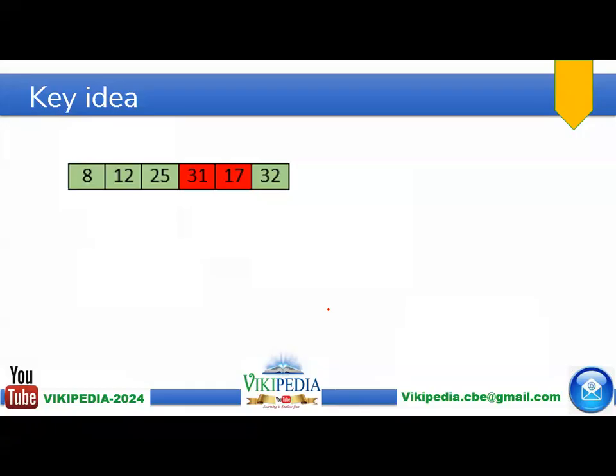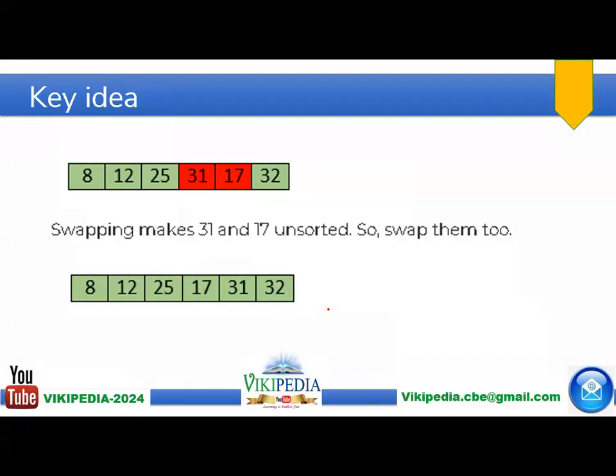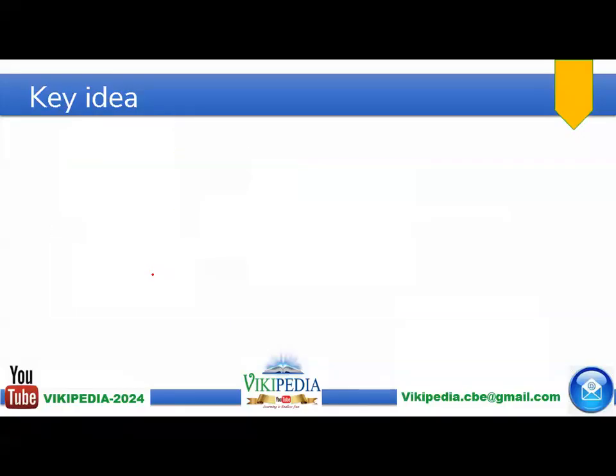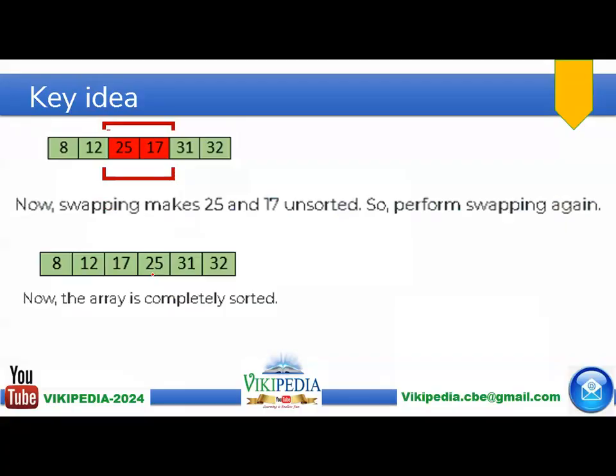Right. Now when you do it, 31 and 17 have been swapped. So again there is a violation, and you have to swap 17 and 31. When you swap, again there is a violation between 17 and 25. So yes, we have to swap it so that 17 moves one step towards the left-hand side. Similarly, you compare 17 and 12. That was already in sorted order, so no need for swapping. That's it.